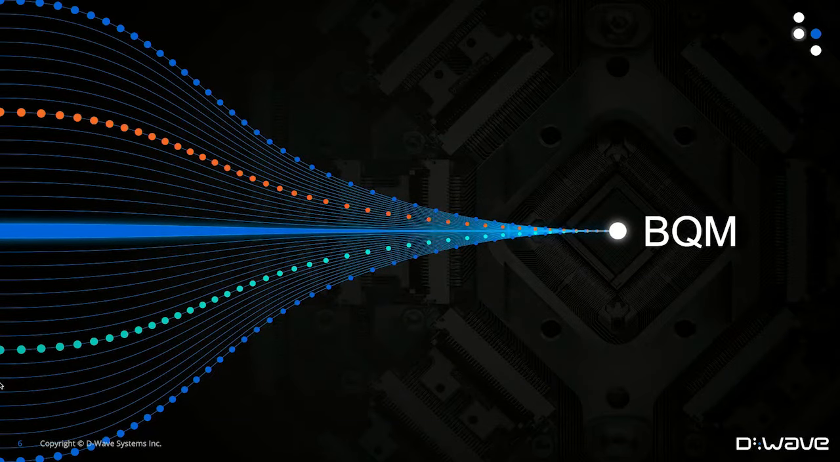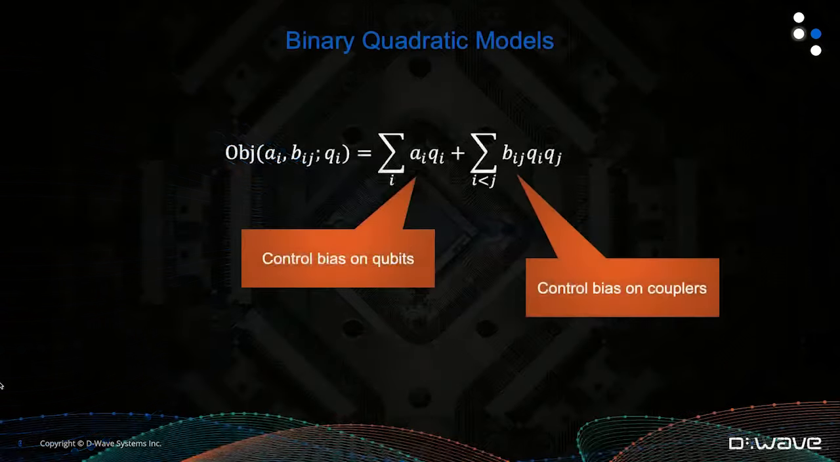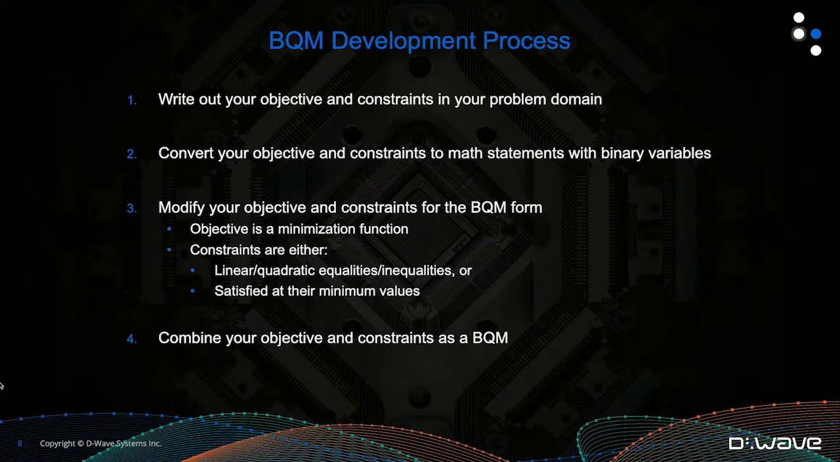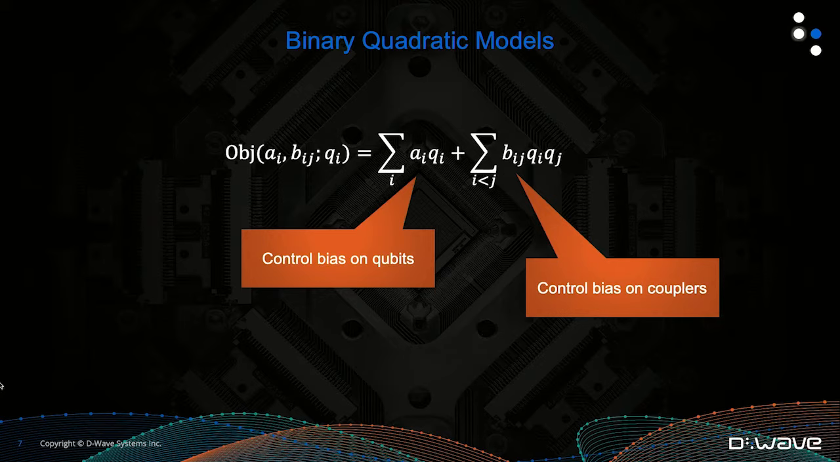So now how can we formulate this as a binary quadratic model? This is really the native form that problems to run on the quantum computer need to be formulated as. So what does a binary quadratic model look like? Essentially, we need a minimization expression. So this is what we have here, where we have linear and quadratic terms.